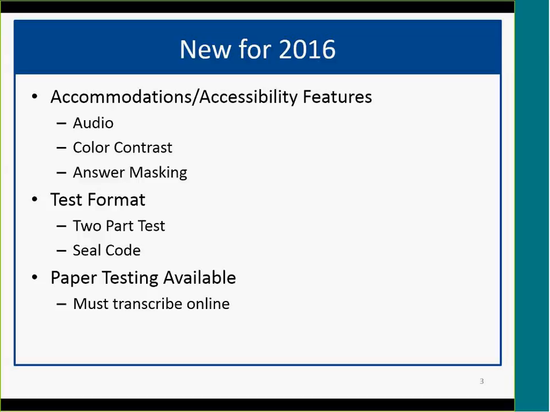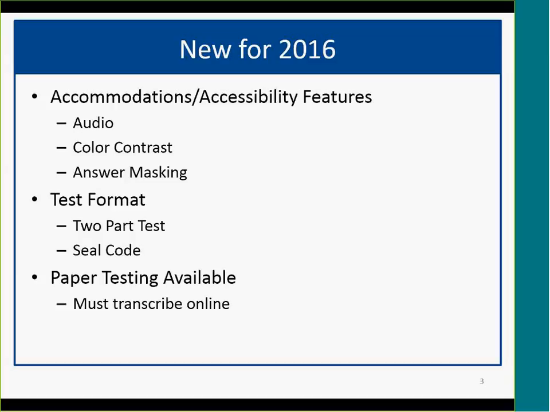All right, so new for 2016. There are some new accommodations and accessibility features that will be available to you. The first is an audio test. An audio test will allow the student to log into TestNav, the online testing system, and have the test read to them via a pre-recorded voice file. Text and answer masking will also be available from within the online platform. We're going to talk as we go throughout the training about these new additions and how we would go about making sure that your students receive them.